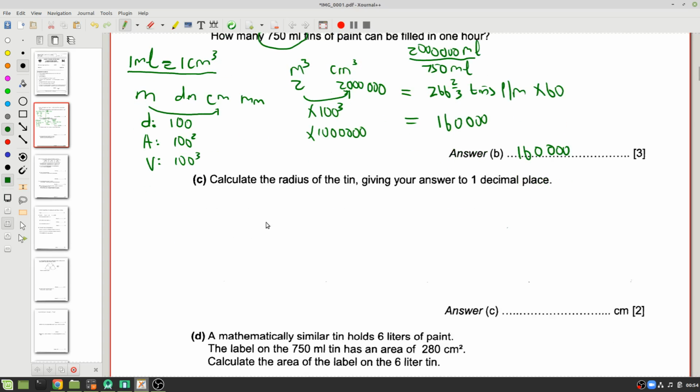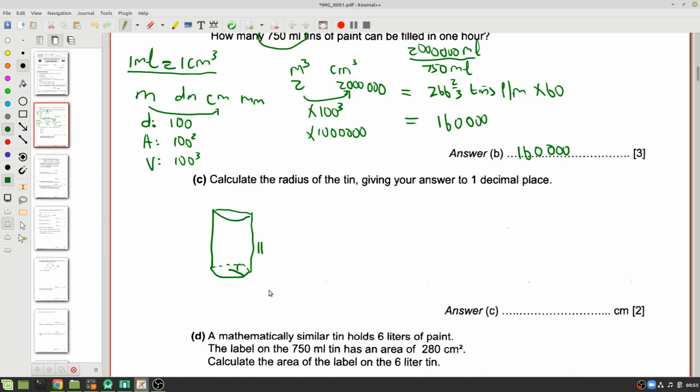Question C. Calculate the radius of the tin, giving your answer to 1 decimal place. Okay, so let's draw the tin first. It's a cylindrical tin, and my drawing skills are not very good, but hopefully it'll be good enough to at least get an idea of what we're doing. So we want to find this radius.